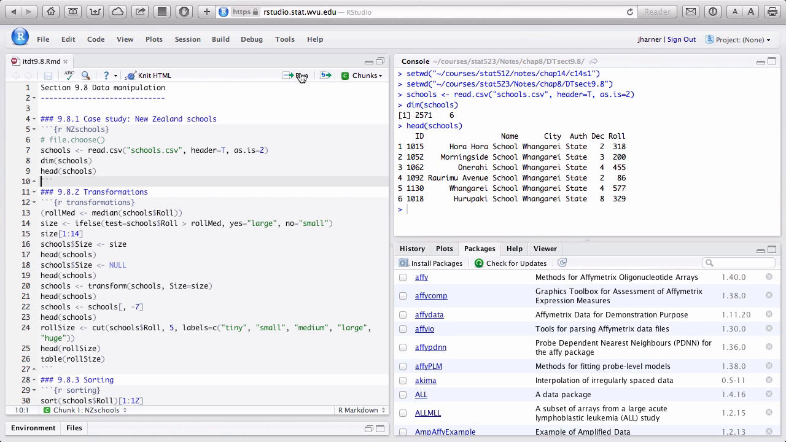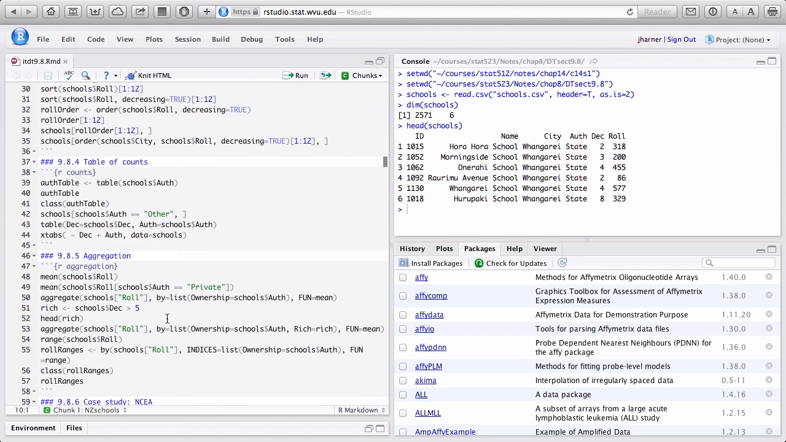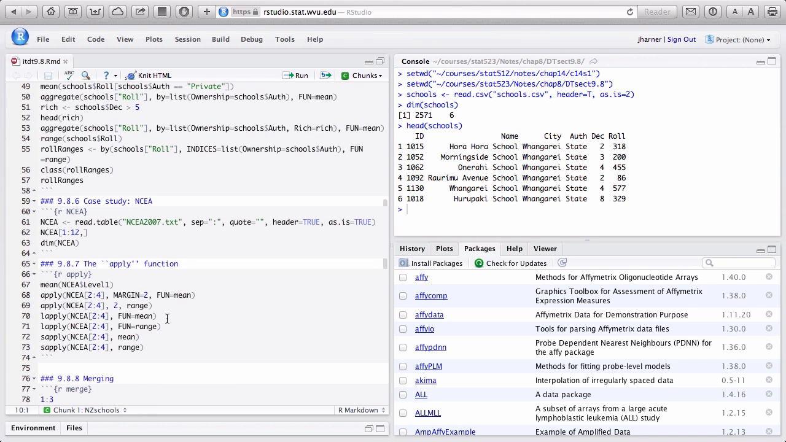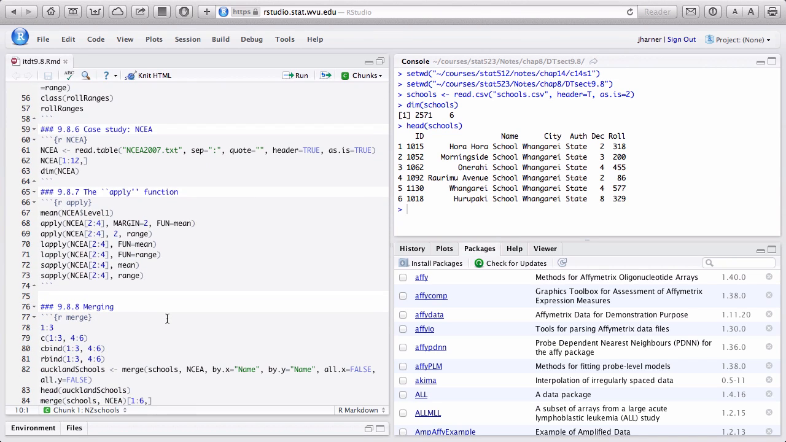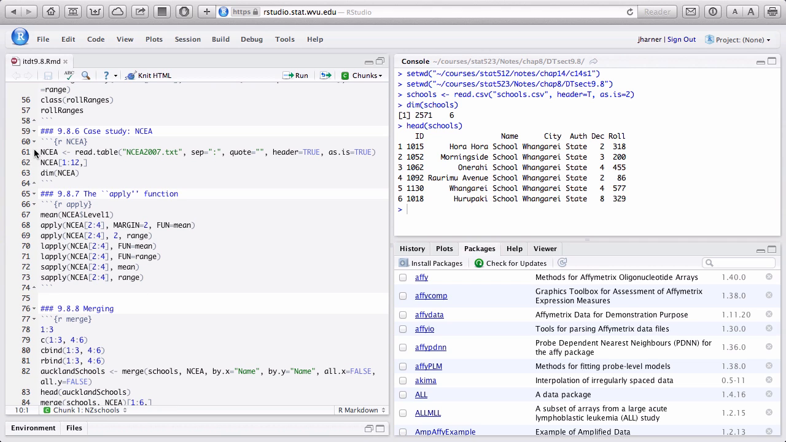So we did quite a bit on this last time. These were the schools in New Zealand. Remember, a lot of them were pretty small. There were different types of schools, public, private, etc. We have the city. The authority is really the type of school. And then we have the enrollments. And so we did a number of things with those last time. Sorting and forming tables and aggregations. And now let's go back. The other thing, we read another table called NCEA, and that had other information.